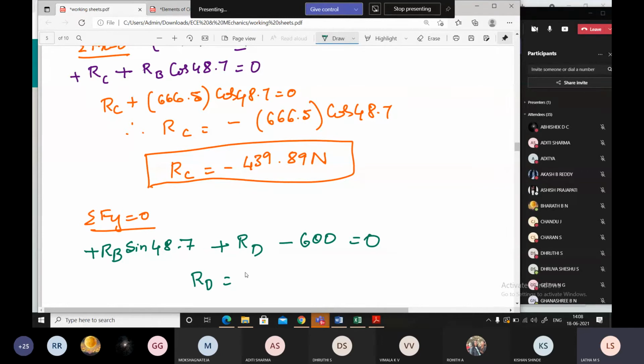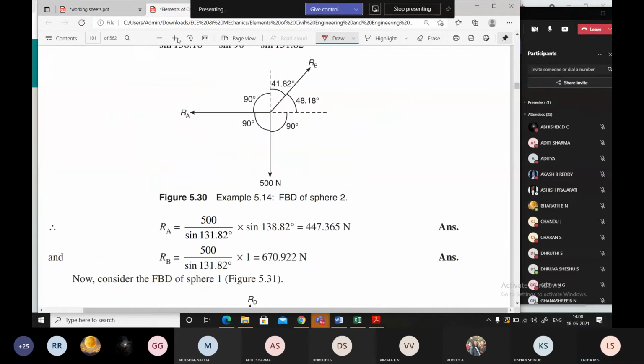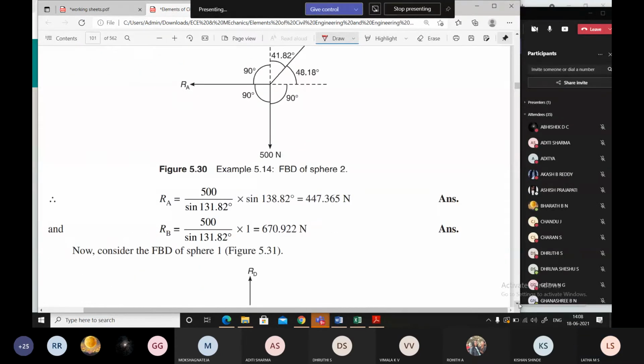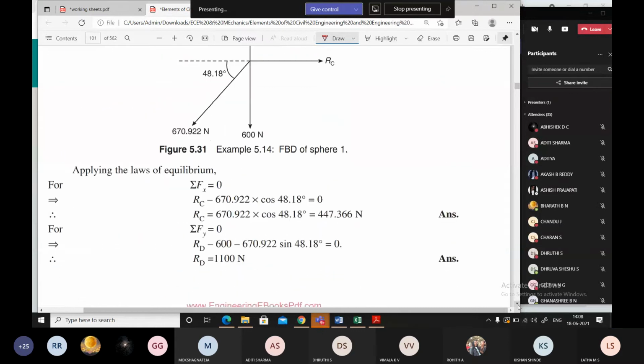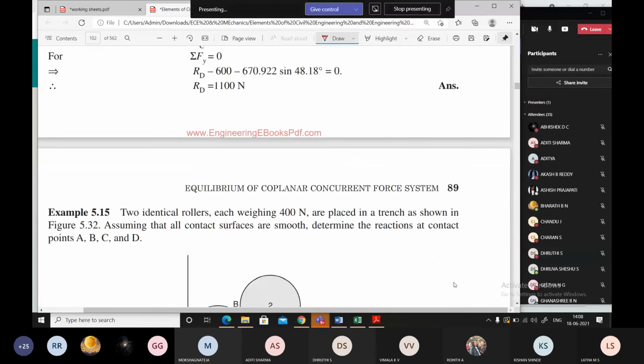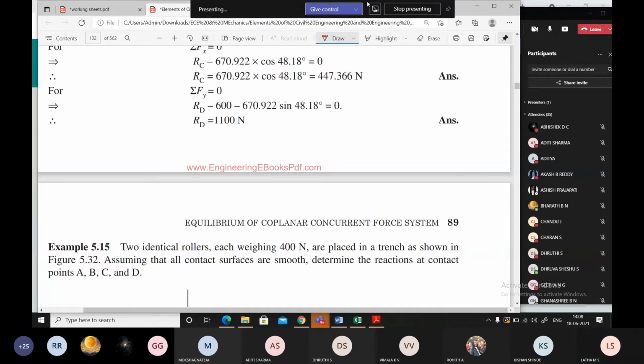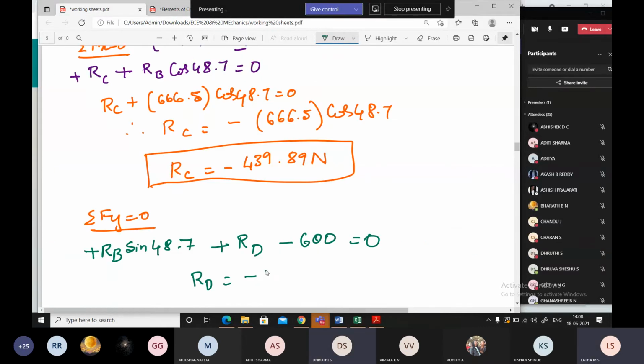What's the value of RD? Ma'am, minus 100.12. Minus 100.12 Newton. That's all. Correct? Any other answer? Anybody?